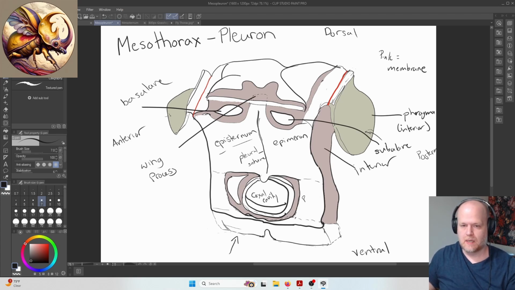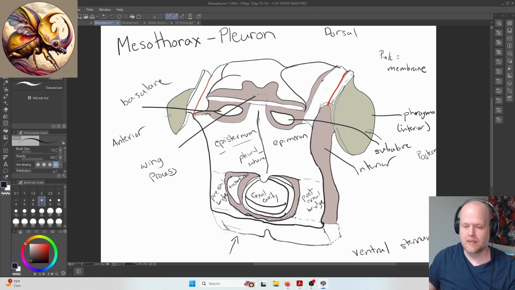Okay, this is the postcoxal bridge, because it comes after the coxa. And this is the precoxal bridge. Easy peasy. This thing here is called the trochanter. And it supports the coxal membrane. So again, this is more membrane in here. Down here is the sternal surface. This is the sternum.